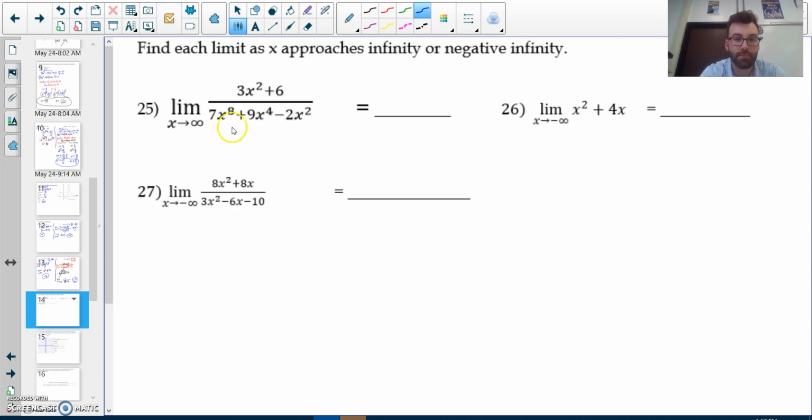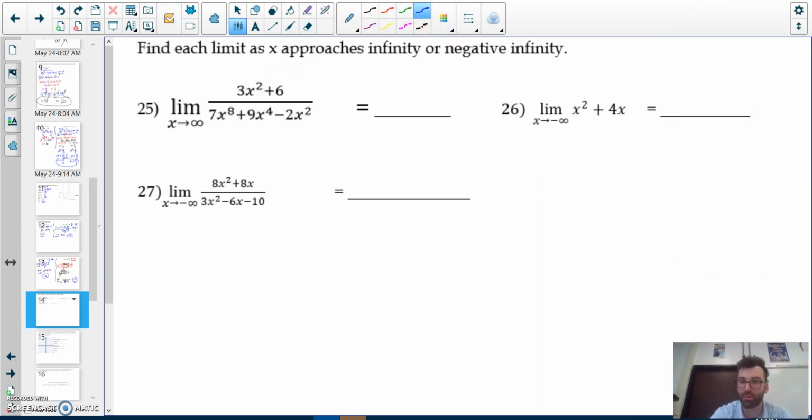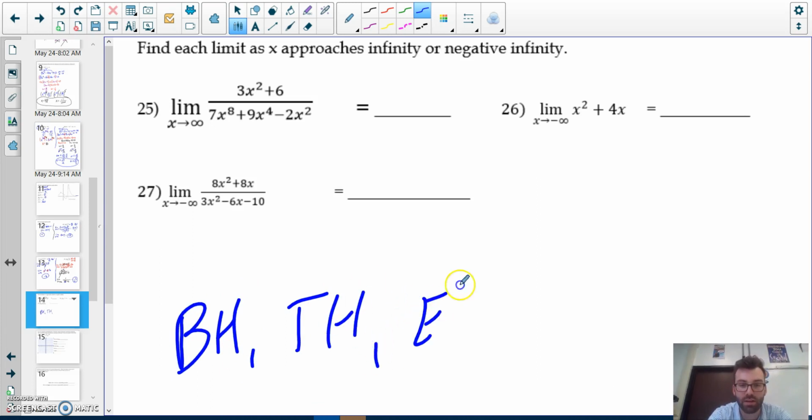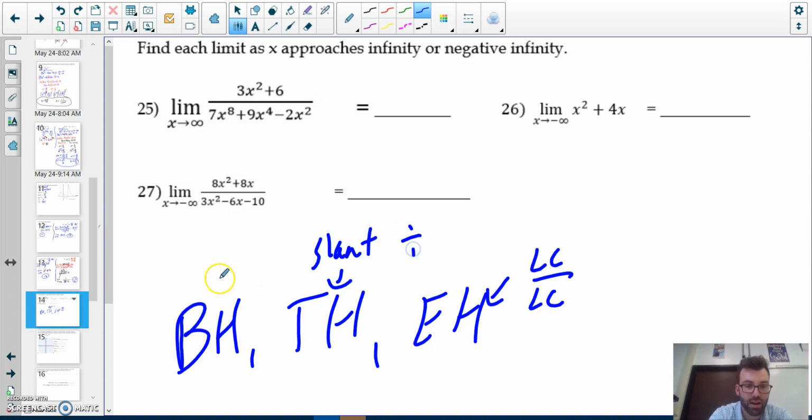We're still going. Evaluate limits as x approaches infinity. Well, as x approaches infinity, we have buckets. We're looking at bottom heavy, top heavy, even heavy. Remember, if it's even heavy, it's leading coefficient over leading coefficient. If it's top heavy, it's a slant, and I have to divide. And if it's bottom heavy, it's just 0. So here we have a bottom heavy. The degree on the bottom is greater than the degree on the top, so my answer is 0. Here, even heavy, I have 8 over 3. Take my leading coefficients.